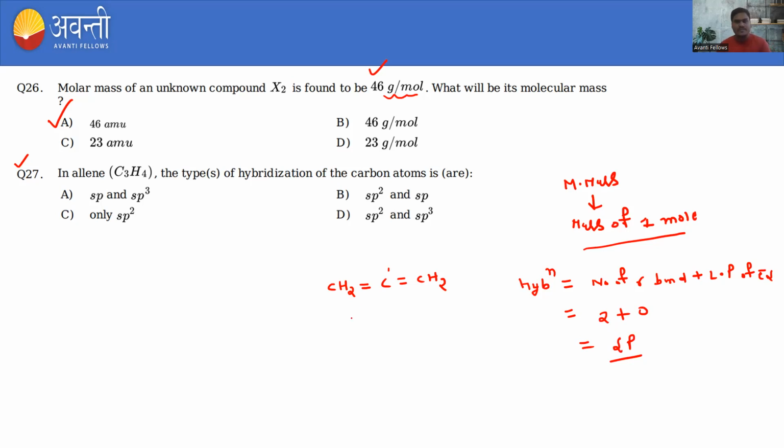Now, if I'm talking about this CH2 and this CH2, what type of hybridization do they show? If you draw the structure, it will be C double bond C, and this carbon is surrounded by two hydrogens as well. So it will form three sigma bonds. Again, three sigma bonds plus zero lone pairs. Three sigma bonds matlab sp2. So what is the hybridization, beta? That is sp2 and sp. So out of this, which option is correct? Definitely, option B is absolutely correct, that is, the hybridization is sp2 and sp. So this is the correct explanation.